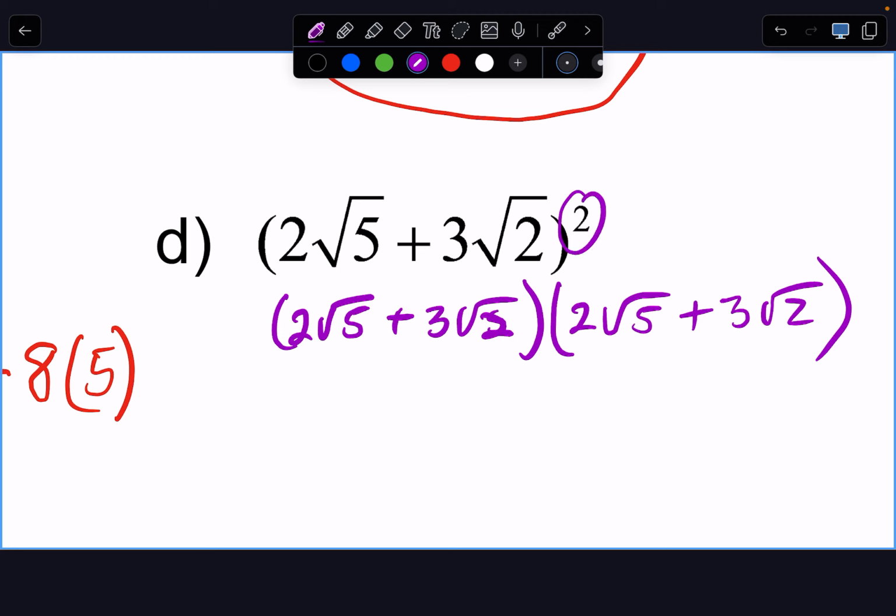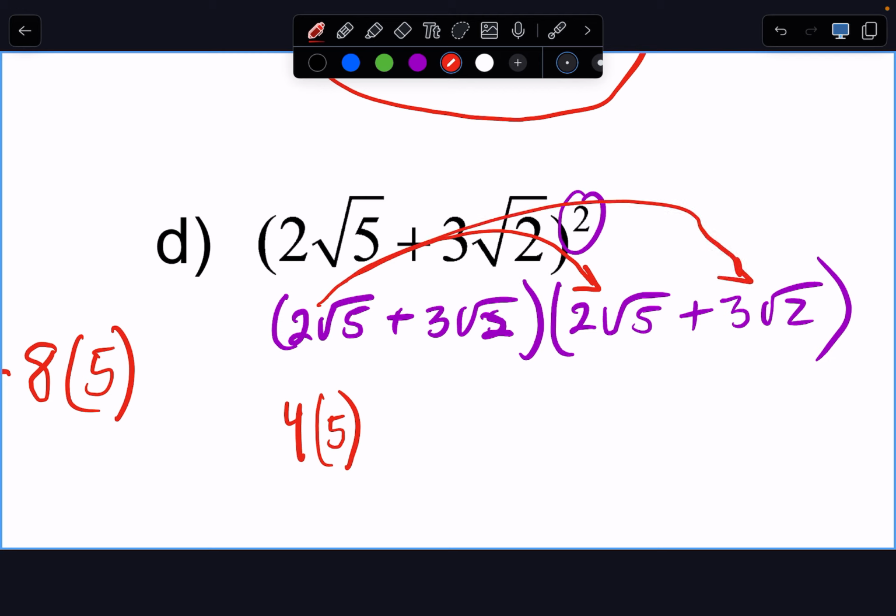This power of 2 means it's double multiplication. You're multiplying it times itself twice. And now let's FOIL. So 2 square root of 5 times 2 square root of 5. 2 times 2 is 4. What's square root of 5 times square root of 5? 5.